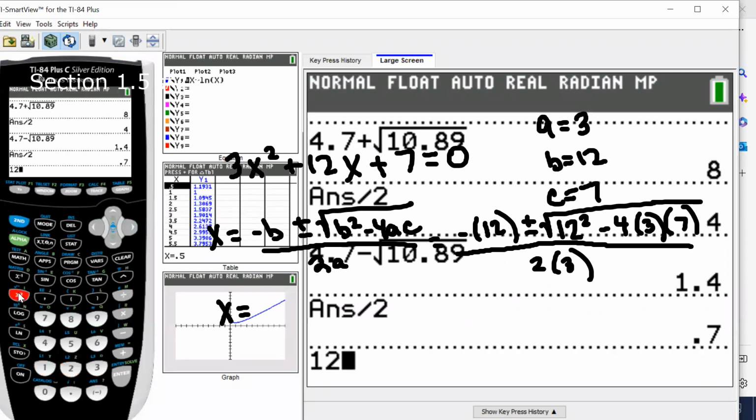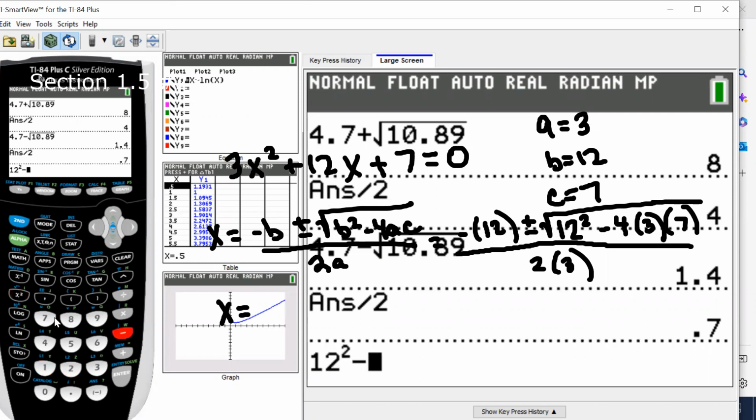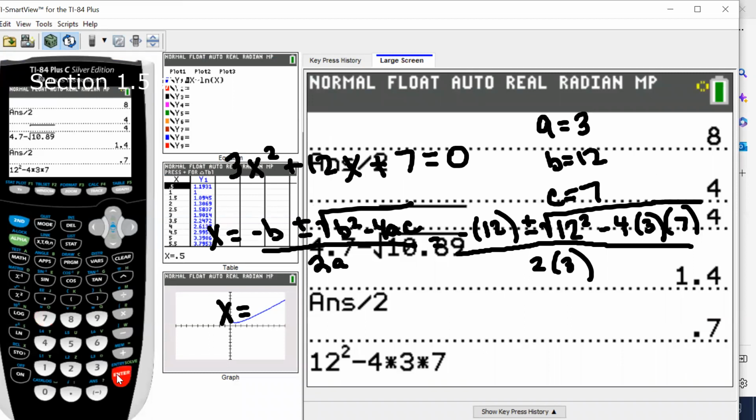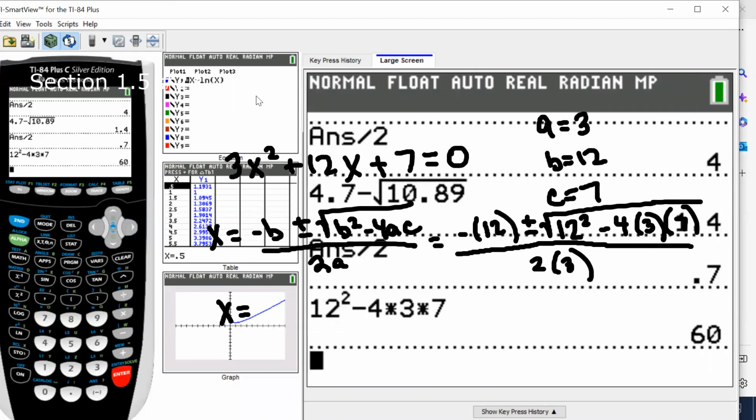So on the screen, I'm going to show you how I would recommend entering it into your calculator. Since there, again, are no negatives, I don't have to be quite as careful with how I type in 12 squared, so I don't need parentheses. You can always put parentheses around 12 if you'd like to, but it's really an issue when you have a negative. So we have 12 squared minus 4 times 3 times 7, and that's where we get 60 from.